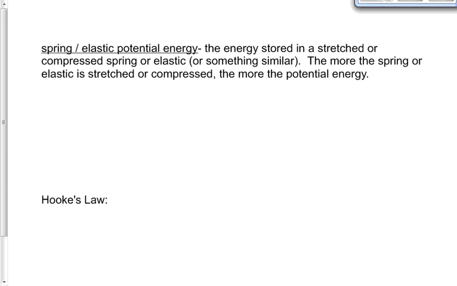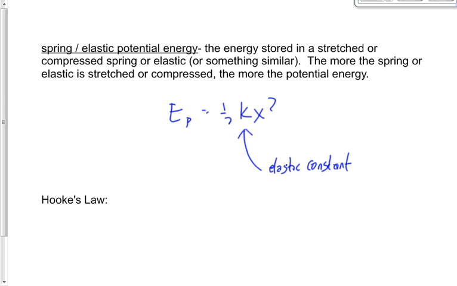Now, I gave you an equation for that the other day, but I'll give you that equation again. EP is equal to 1/2 kx squared. Remember what k is? Yeah, it's the elastic constant or the spring constant, whatever you want to call it. We're going to do an activity either tomorrow or the next day where your task is going to be to find the elastic constant or the spring constant of a spring. Give you some perspective as to what the numbers really mean.